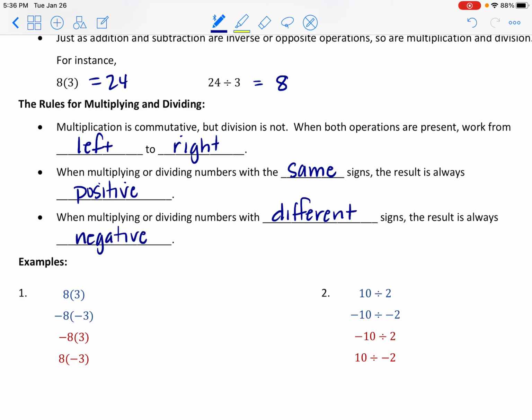Same sign, sum. I like to remember that when we're adding numbers with the same sign. And same sign, it's not really sum here, but if you think positive, that sort of works too. Different signs, difference, or negative in this case, okay?